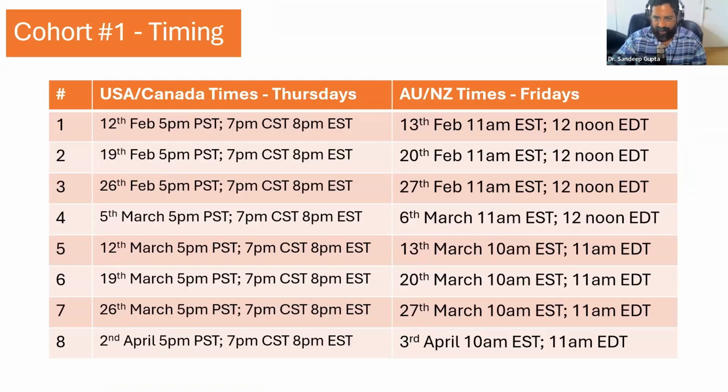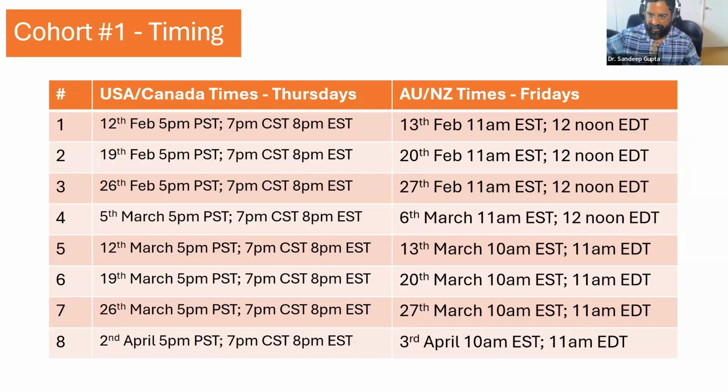And this is starting on the 12th of February, USA and Canada time. It's going to generally run 1 hour earlier than today's time slot. So that's 5 p.m. Pacific, 7 p.m. Central, and 8 p.m. Eastern. And then for Australia and New Zealand, it's going to be 11 a.m. Queensland time and 12 noon New South Wales and Victoria time. If you're in New Zealand, it'll be around 2 p.m.